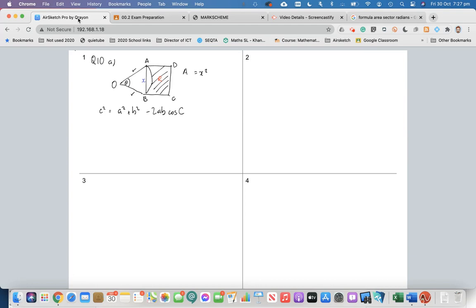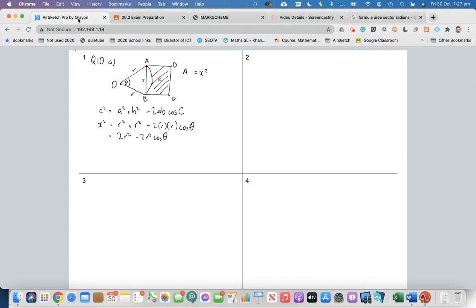And we have x squared is equal to a squared. Well, a is just one of the other sides, that's r. And b is the other side, that's also r. Minus 2 multiplied by r, multiplied by r, multiplied by cos. And what is C? Theta. So if I simplify that, I get 2r squared, that's r squared plus r squared, minus 2r squared cos theta.